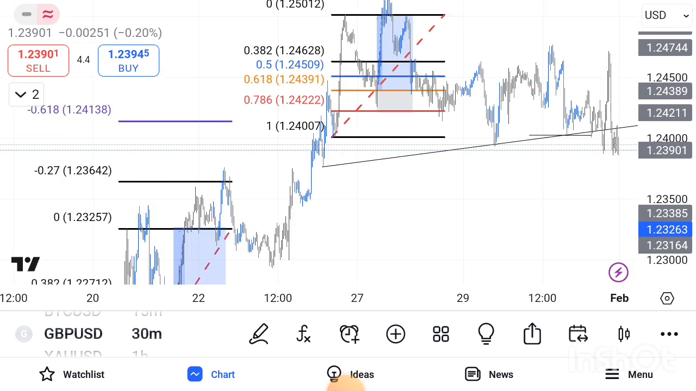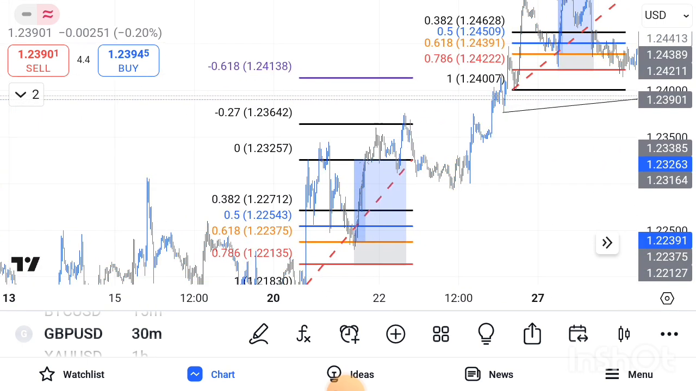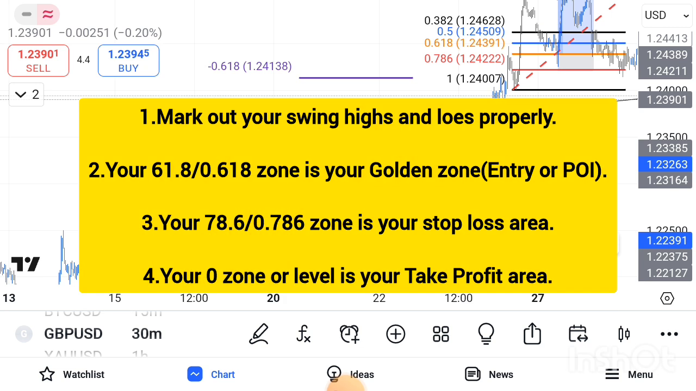So I guess that is all. These examples actually explain it very well. The 4 things you need to know when you're trading: mark out your swing highs and lows correctly. Make sure you're buying off the 61.8 level, buying or selling. 61.8 is your point of interest. Your stop loss is 78.6, and your take profit is the 0 level. 4 simple rules you need to follow, so you can write them down when you want to use the Fibonacci tool and trade.